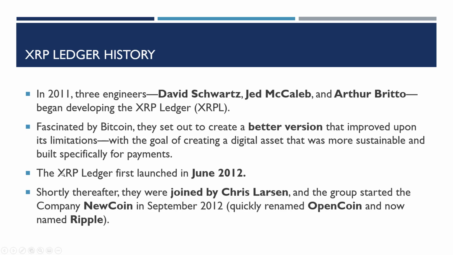We can also see that the XRP Ledger launched in 2012. It was created, so it started in 2011, and the first version was launched in 2012. Shortly after, they were joined by Chris Larsen, and the group started the company Newcoin. First they called it Newcoin, later they renamed it to OpenCoin, and now it is called Ripple.